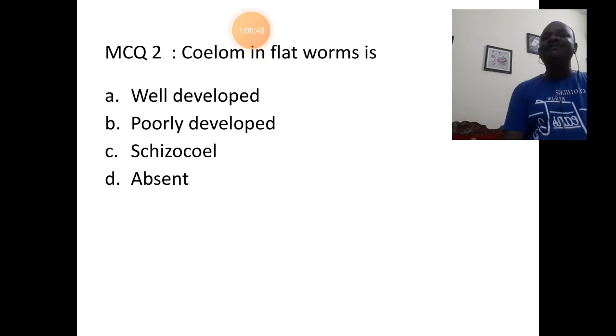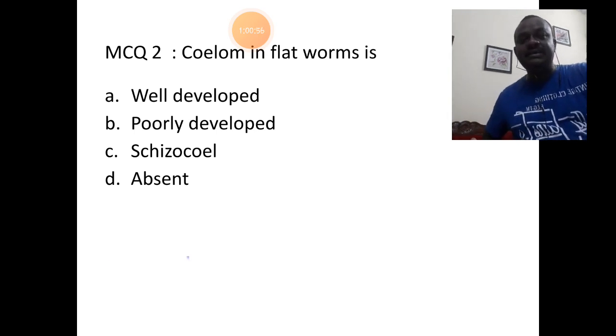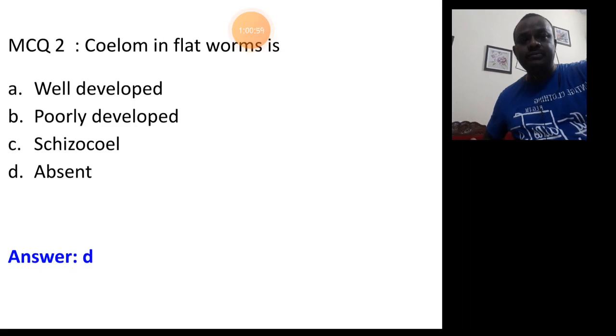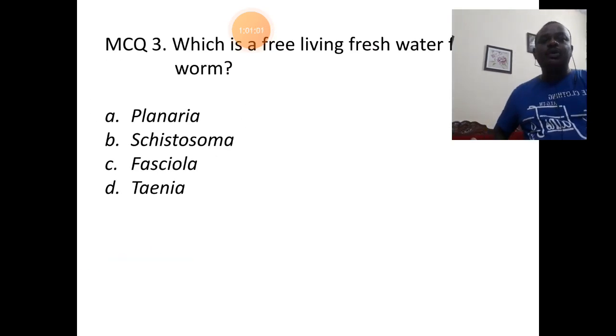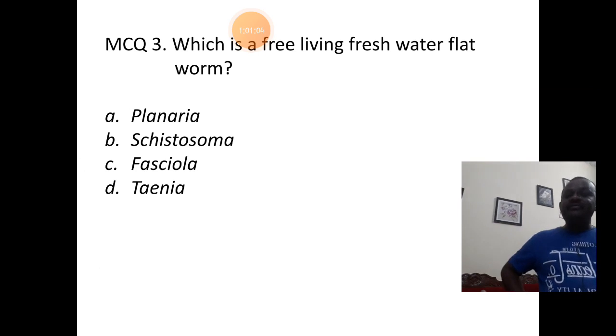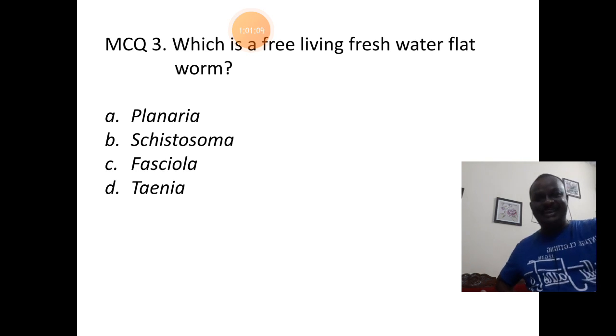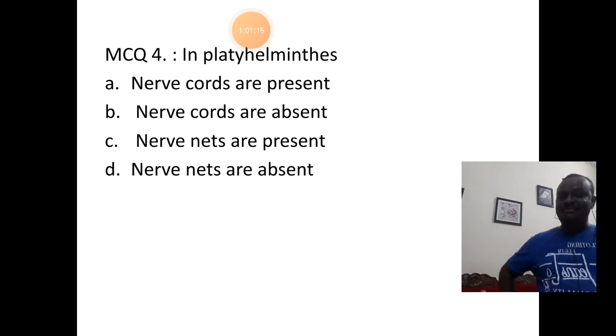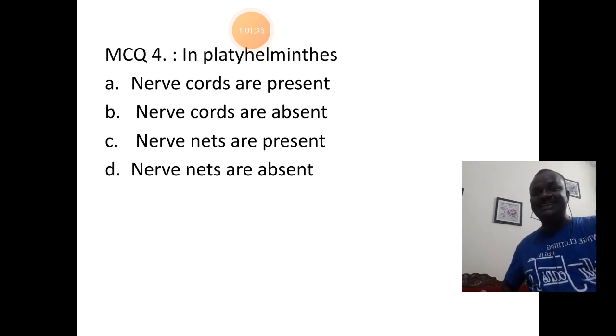Second question. Coelom in flatworms is very well developed, poorly developed, schizocoelous or absent. It is absent. Answer is D. Question 3. Which is a free-living freshwater flatworm? Planaria. Good. A. In Platyhelminthes, nerve cords are present, nerve cords are absent, nerve nets are present, nerve nets are absent. Which is the right answer? Nerve cords are present. A.